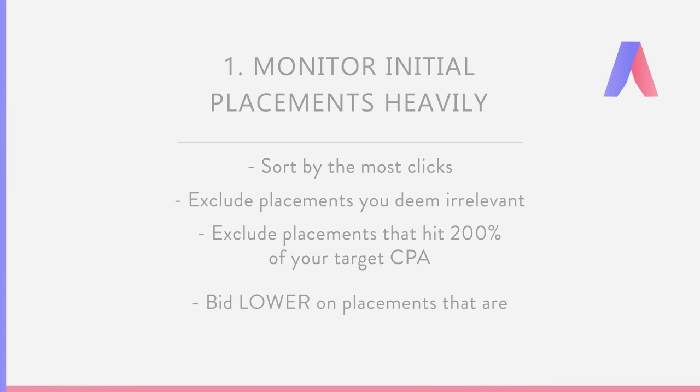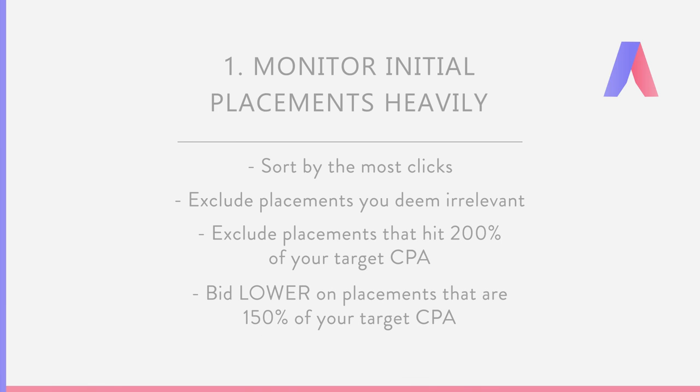Now, on those placements that are about 150% of your target CPA, go ahead and add them as managed placements and drop the bid down 20% or 30% or something like that. Because if a placement is 150% of your target CPA, that can mean you've spent $60 and not had a sale, or it can mean you've had a sale at $60. You know what I mean?